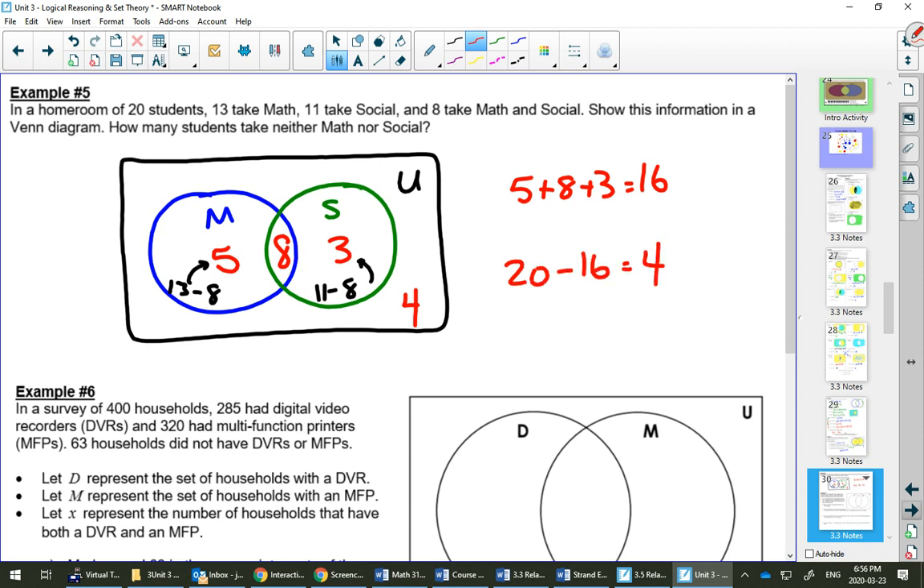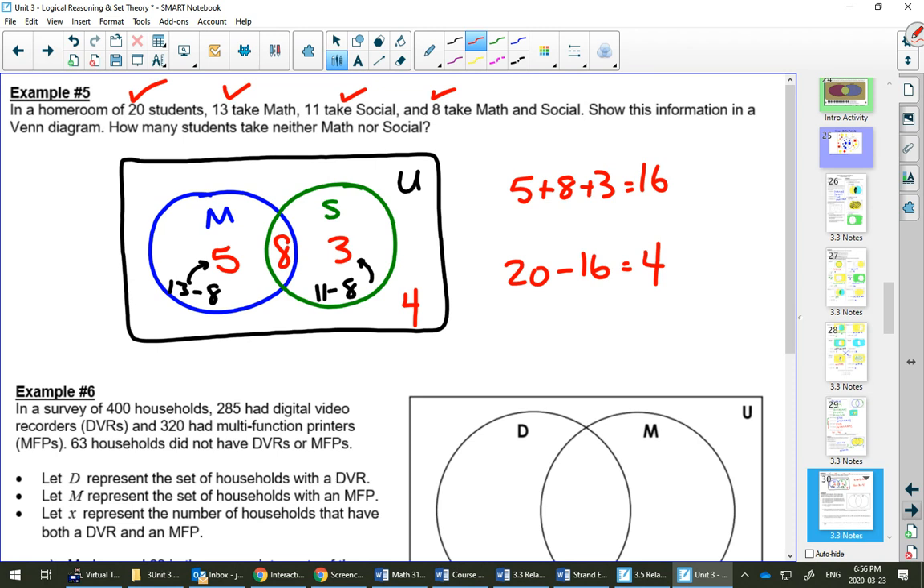is 4. So when you're done doing the question, you need to go back and double check that all of the numbers add up. 5 plus 8 is 13 taking math, that's good. 8 plus 3 is 11 students taking social. I had my 8 students taking math and social, and if I add 5 plus 8 plus 3 plus 4, I get 20, so it's all good.